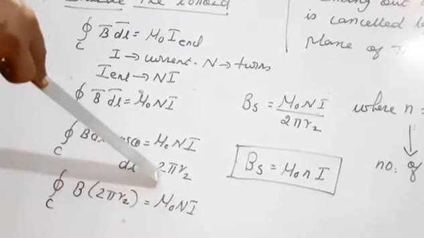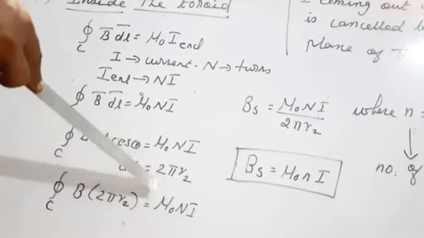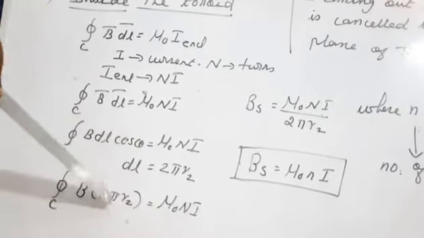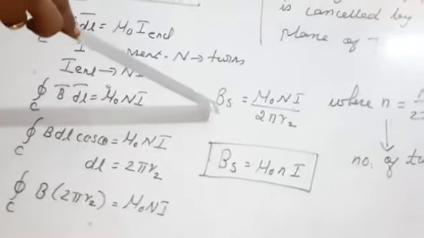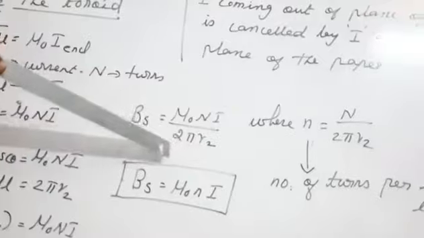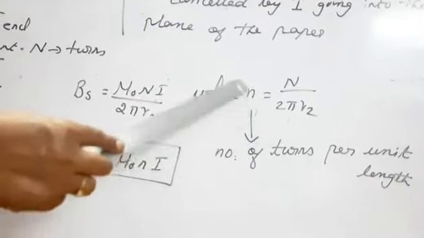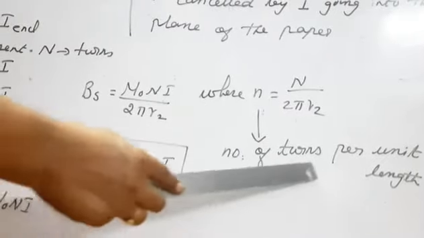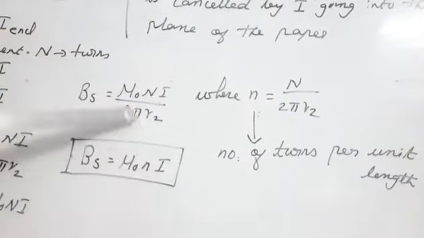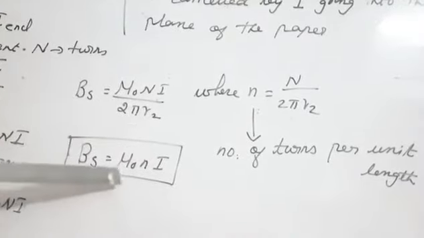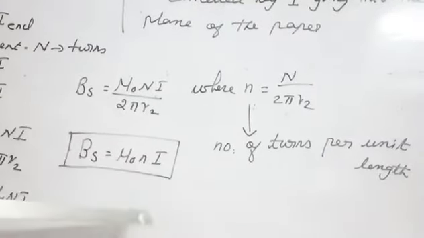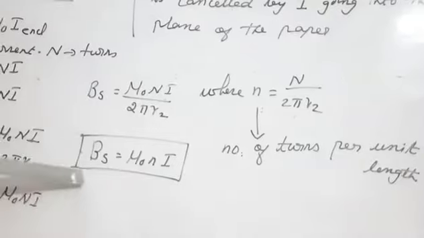Here the integral of dl is the full length, which is the circumference. Circumference equals 2 pi r2. So we substitute: B into 2 pi r2 equals mu naught N I. Therefore, B is equal to mu naught N I divided by 2 pi r2. Here N divided by 2 pi r2 equals small n, the number of turns per unit length. When we substitute this value, we get B equal to mu naught n I. This is the magnitude of the magnetic field inside the toroid.